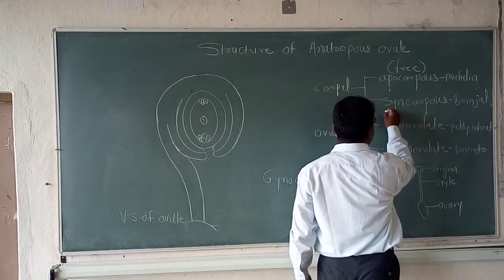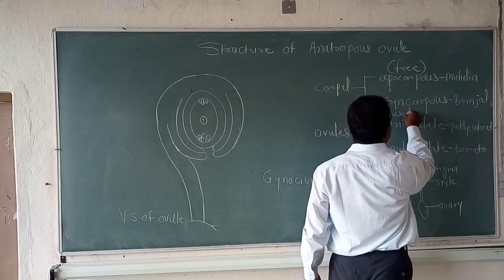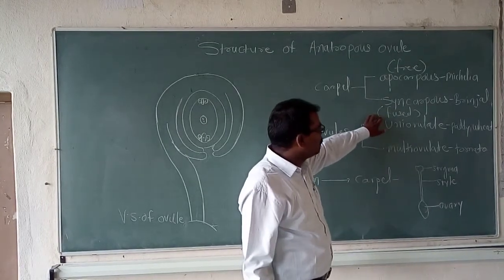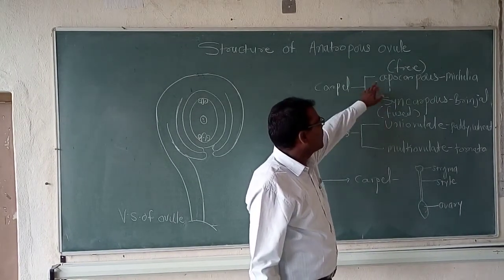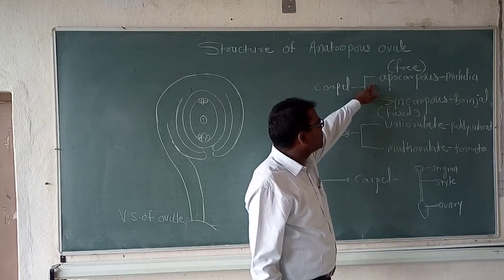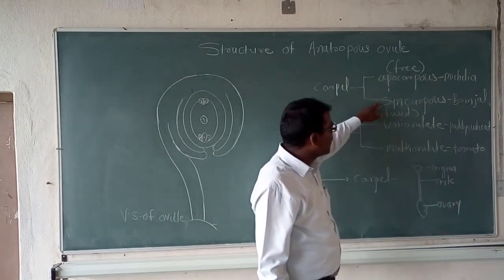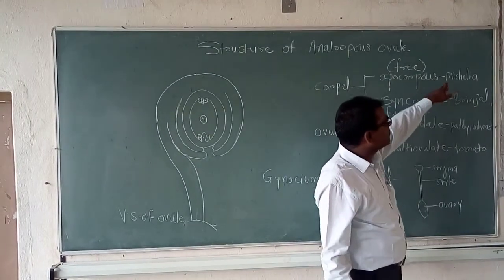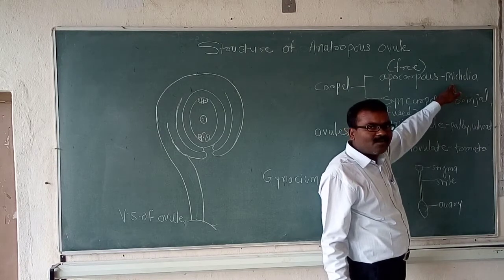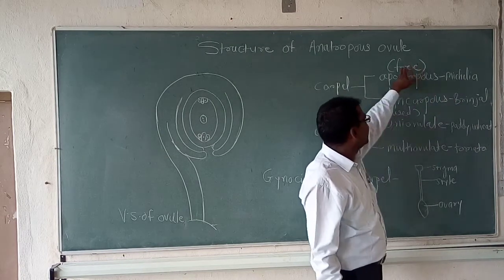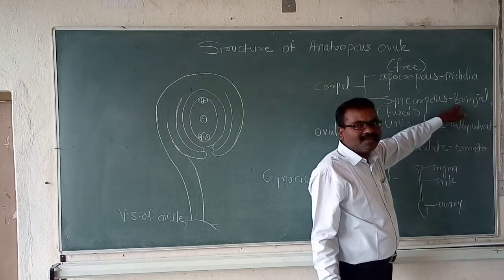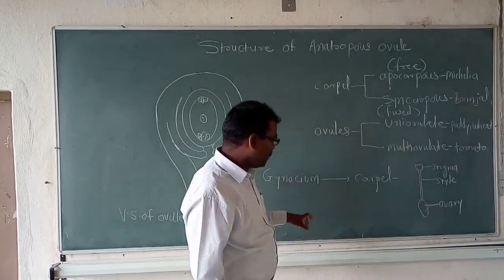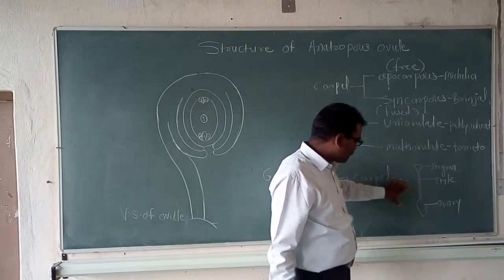In syncarpous condition, carpels are fused. Remember these two terms: apocarpous, carpels are free; syncarpous, carpels are fused. Example of apocarpous is Michelia. In Michelia flower, carpels are free, and in brinjal flower, the carpels are fused. Then, this is structure of carpel.